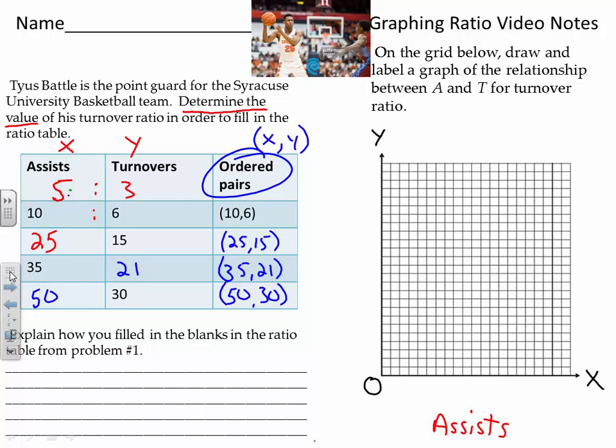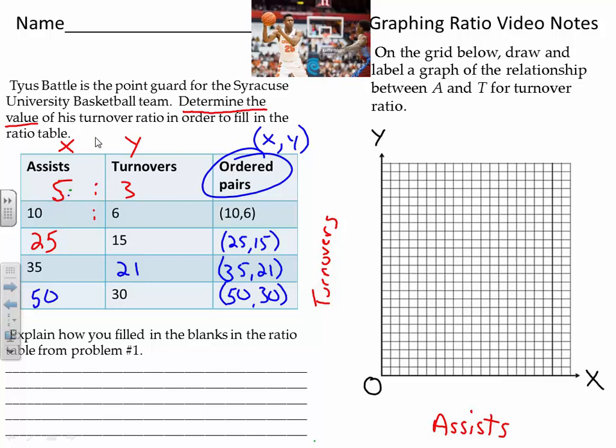And then I'm going to go on the y-axis. That's labeled as turnovers. So I'm going to come over here on the y-axis, and I'm going to label this as turnovers. So both my x-axis, the assists, and the y-axis, the turnovers, are labeled as well.